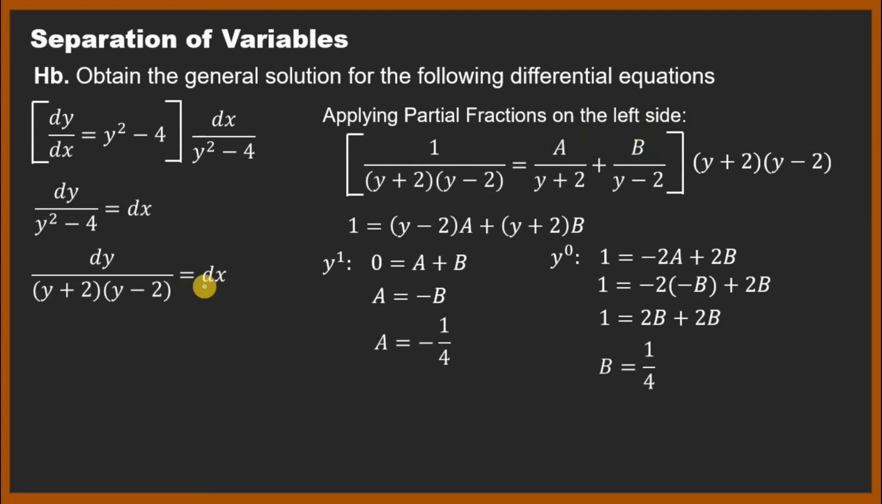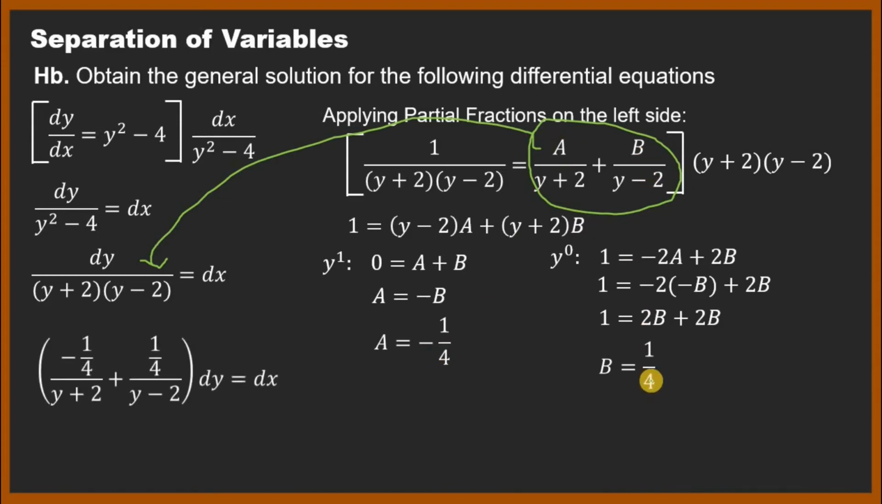Ibabalik na natin siya ngayon dito. So we have our 1, y plus 2 times y minus 2. Etong part na to, this is equal to this part. So ngayon, ito yung isa-substitute natin dito and then tsaka natin siya i-multiply dun sa natira na dy. Ano nga ba yung a natin? A is negative 1 over 4, ang b ay 1 over 4.